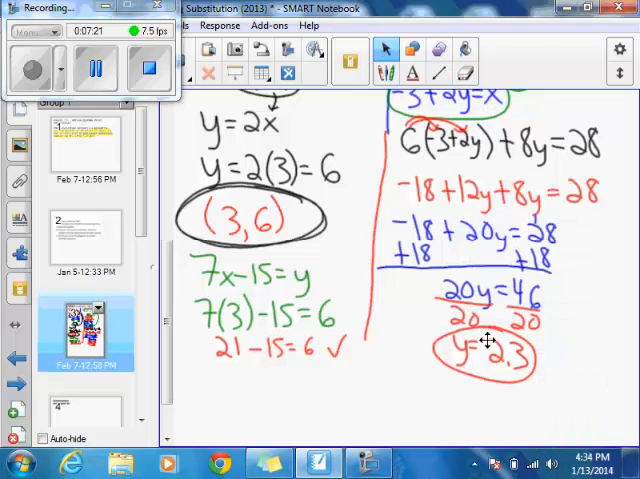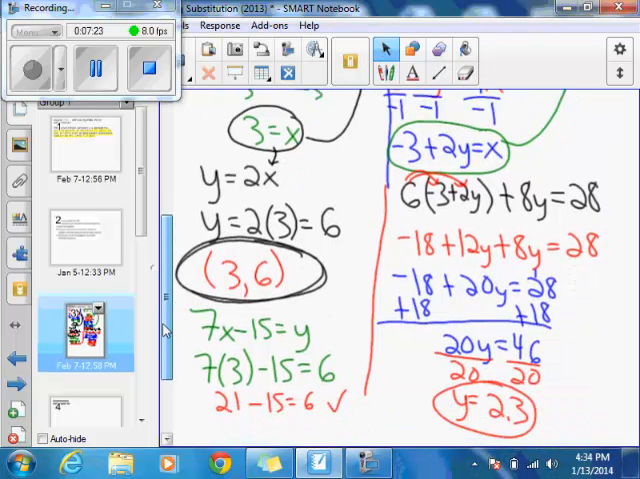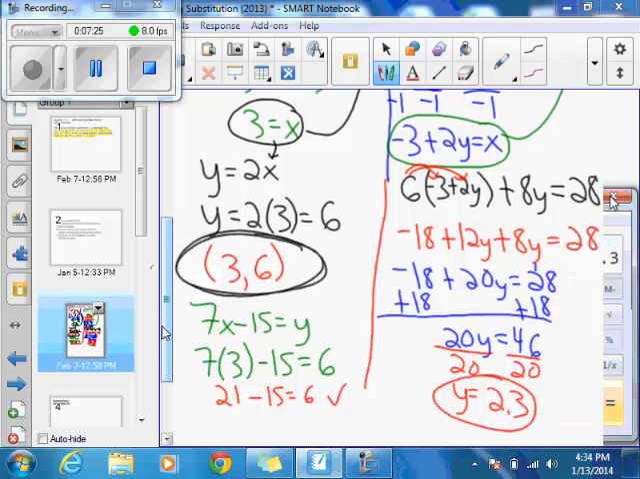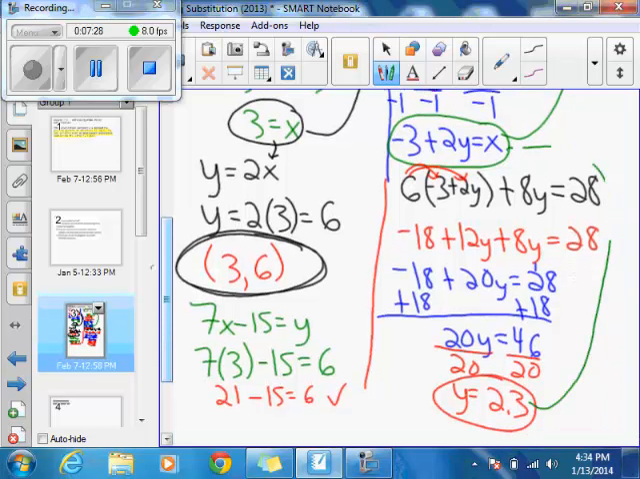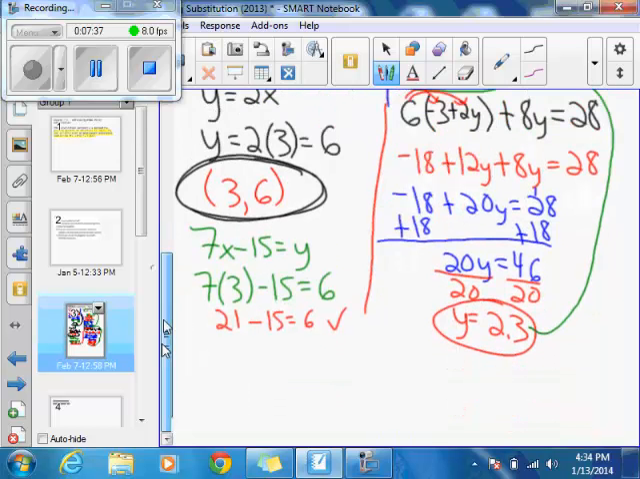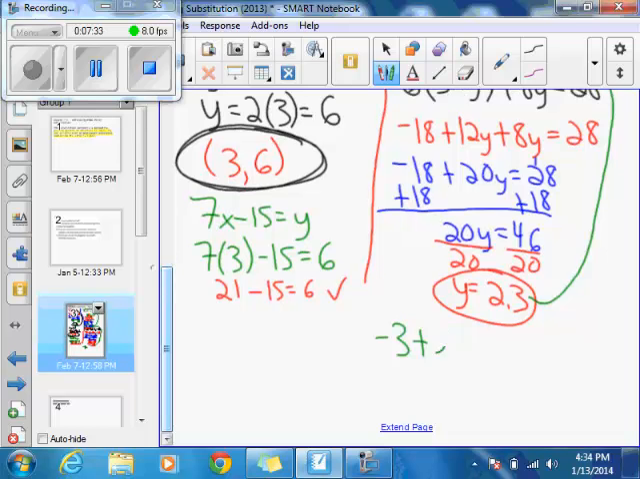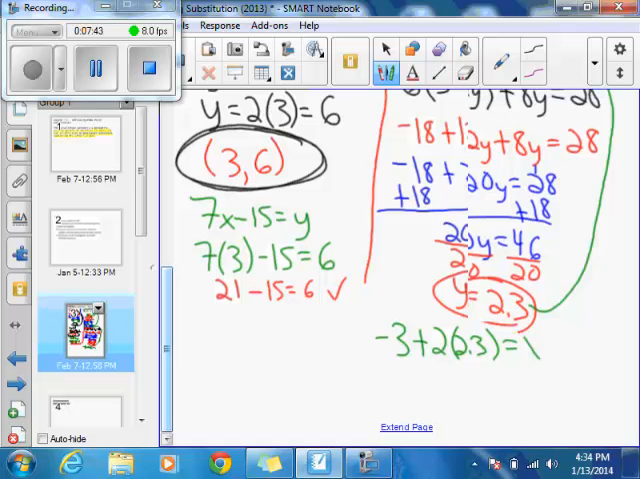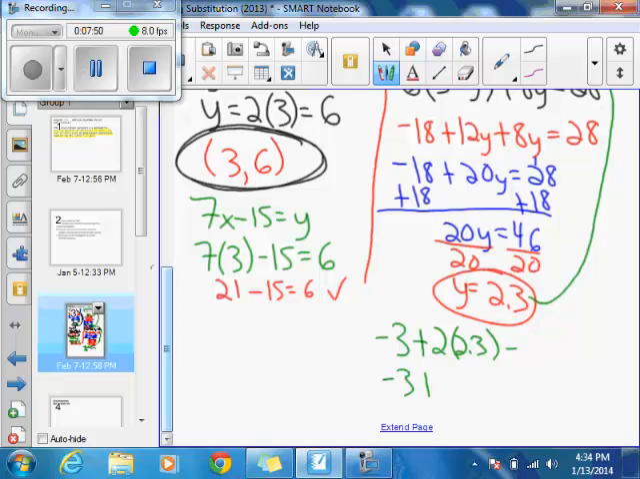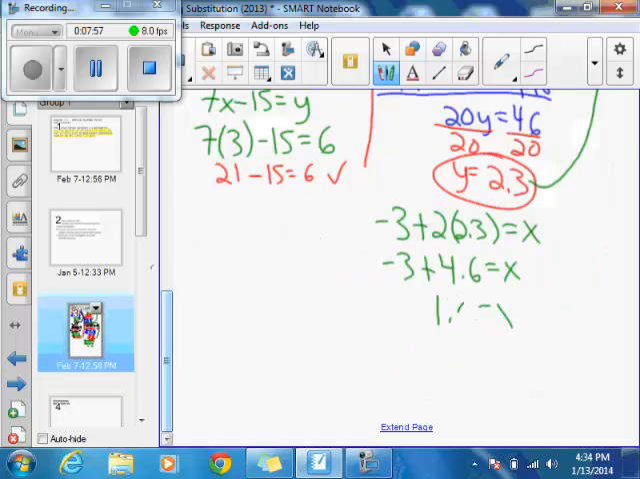To be able to figure out what x is, we have to go back and see that green circled equation. We are going to plug in 2.3 for y into that equation. So that equation says negative 3 plus 2y, so negative 3 plus 2 times y, and y was 2.3, equals x. So negative 3 plus 2 times 2.3 is 4.6. So that means x is going to be equal to 1.6.